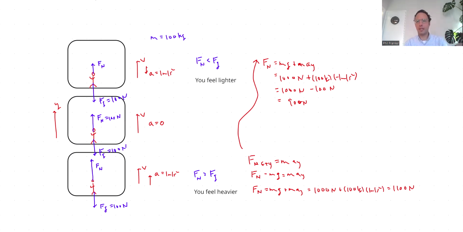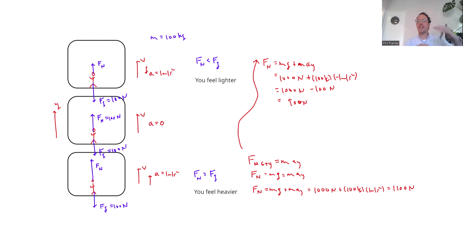Now, I could draw a set of pictures when the person is moving downward. The situations basically get reversed. As you move downward, you feel lighter than usual. And when you reach the bottom floor, you need to accelerate up so that you don't crash into the sub-basement of the building. You feel heavier than usual.